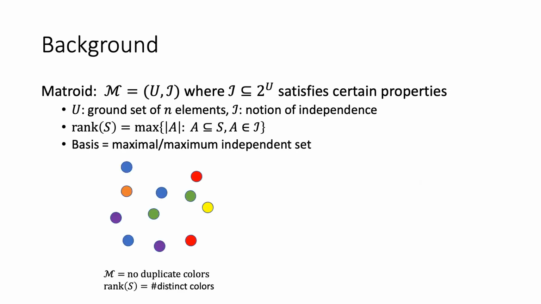For instance, in a colorful matroid, we have a bunch of elements, and each of the elements has a color on it. We say that a set is independent if it does not contain elements with the same color. So for example, this set is independent. This set is independent as well. However, this set contains two green elements, so it is not independent. But we can still compute the rank of this set, which will be equal to 4, and this corresponds to the number of distinct colors in this set.